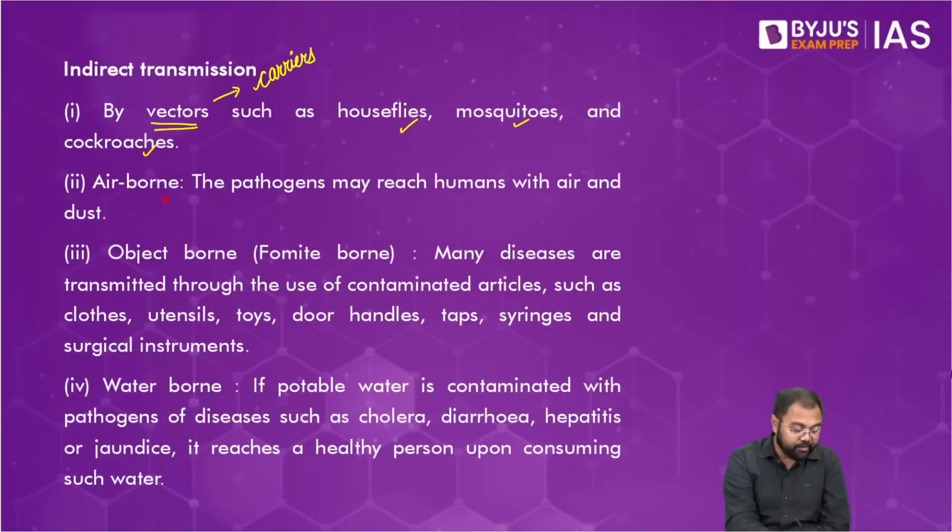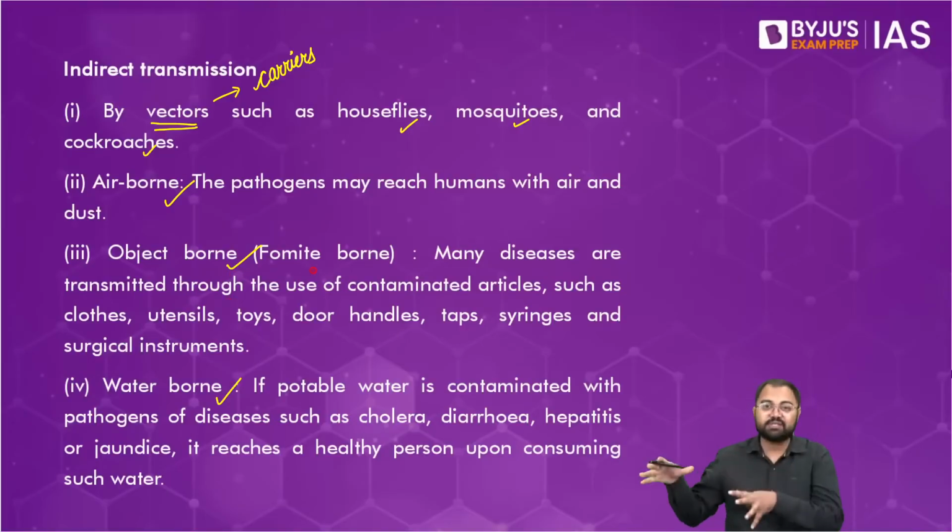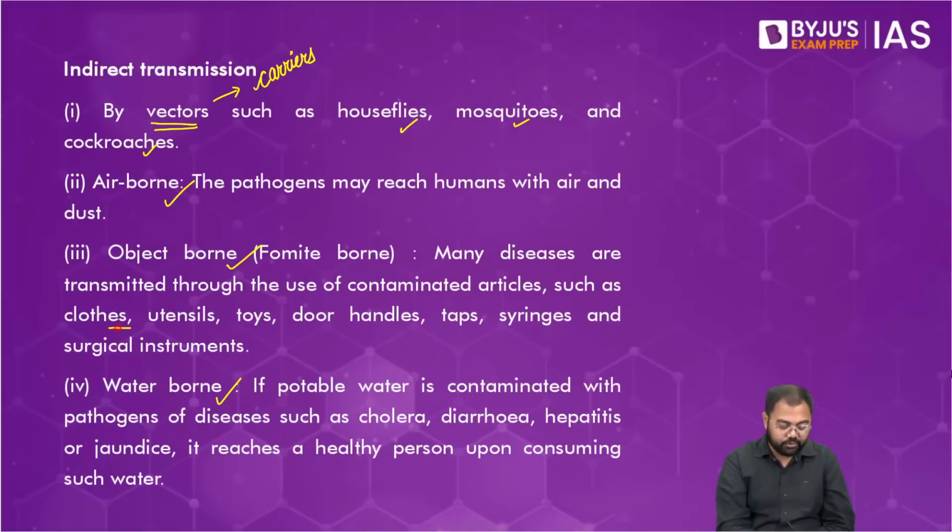Then it can be airborne, object borne, or waterborne. So airborne is when these are just suspended in the air, and the cyst probably is suspended in the air, and that would lead to a further complication. Then it can be object borne, also called fomite borne, meaning they might be residing on some surface, for example clothes, utensils, toys, door handles, taps, etc.